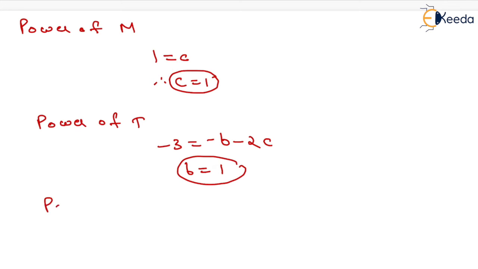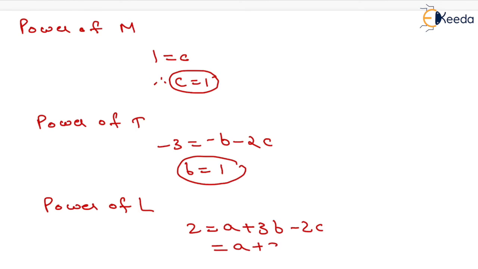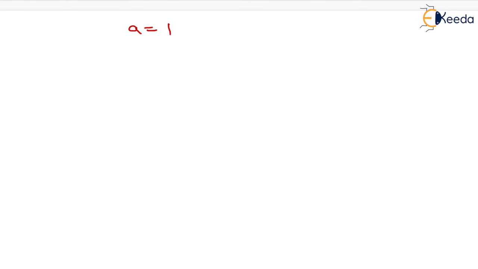Now equating the powers of L: 2 equals A plus 3B minus 2C. On putting the value of B as 1 and C as 1, we will have the value of A equal to 1. Now substituting these values in the parent equation, the final equation will become P equals K H to the power 1, Q to the power 1 and W to the power 1. So it will be P equals K H Q W.